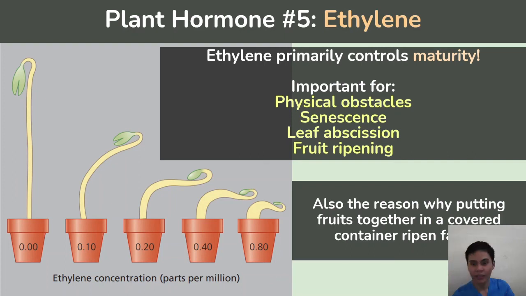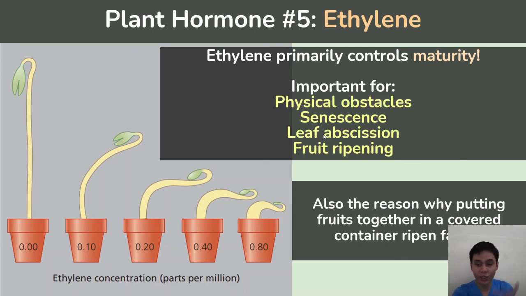Another thing that it controls is senescence, or how old certain structures get. When some structures get old, they tend to fall off, like very old leaves. They're more of a liability than of help, so they get wrinkled and die off. Leaf abscission is an example of how ethylene can control leaves, so they can prematurely fall even though they're not old yet.